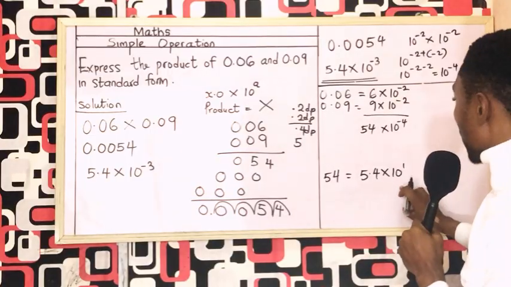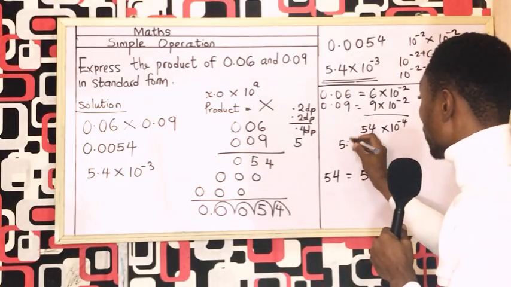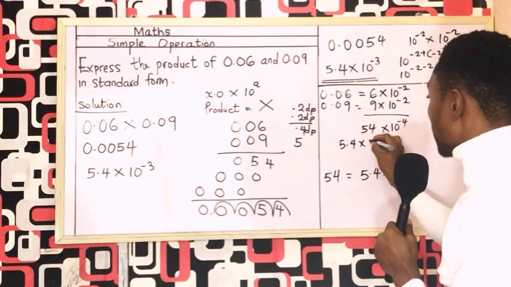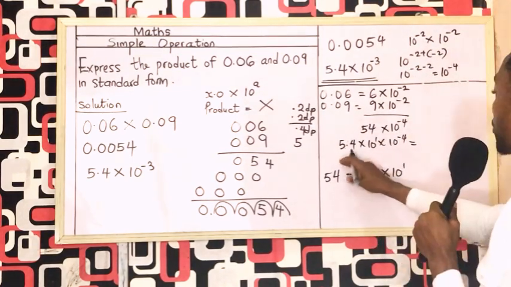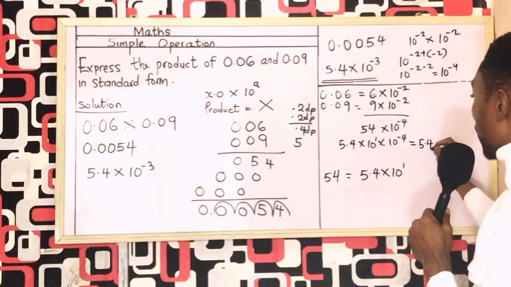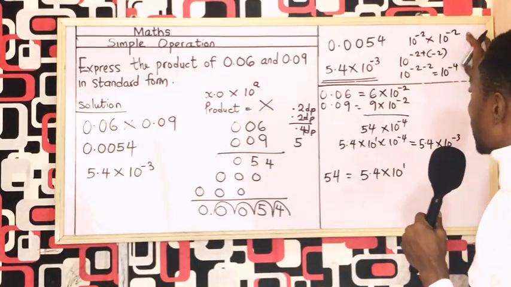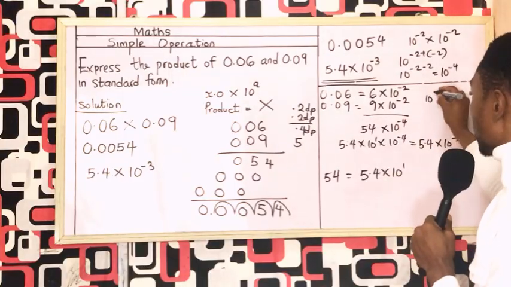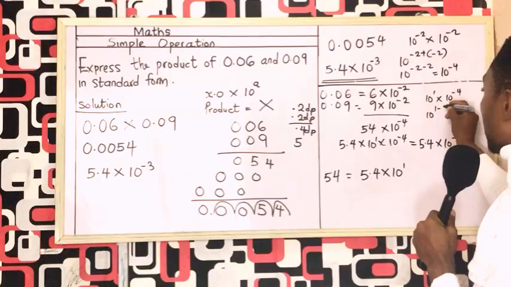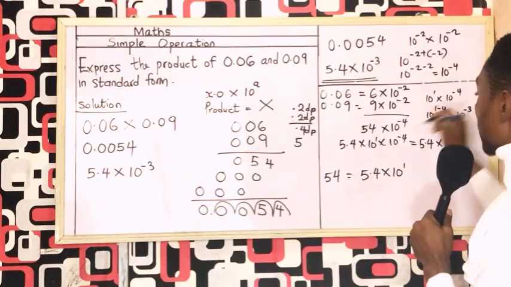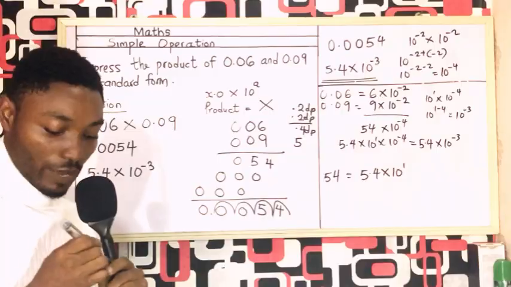Good. So if we put this operation here, 5.4 times 10 raised to the power 1 times 10 raised to the power minus 4, and resolve it, you're going to have 5.4 times 10 raised to the power minus 3, because 1 minus 4 is minus 3. So basically, these are the two ways to solve this operation, and I believe you've learned something.